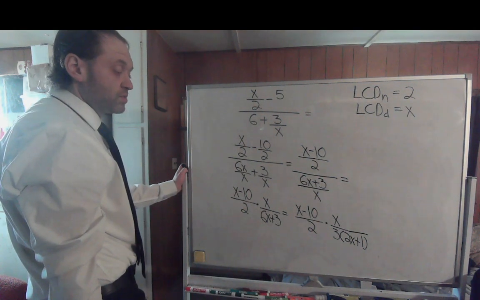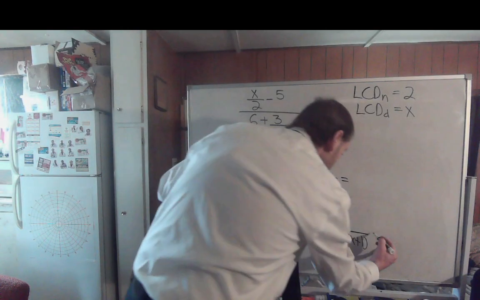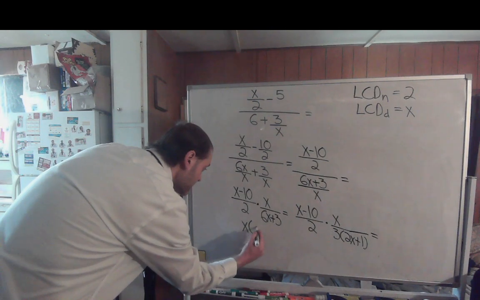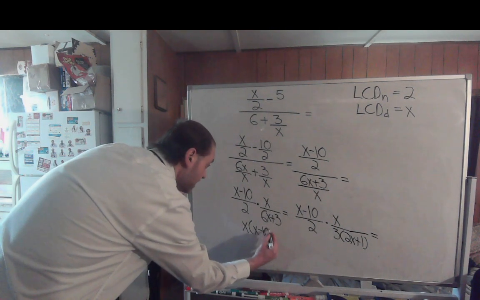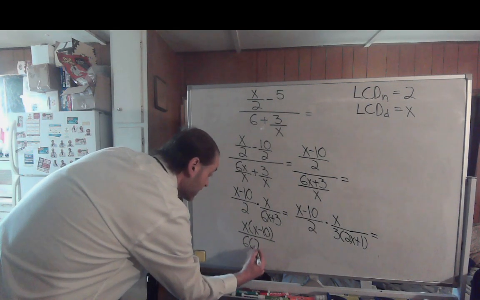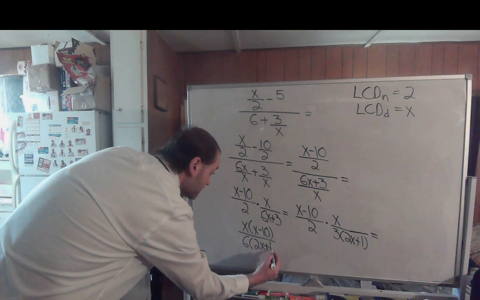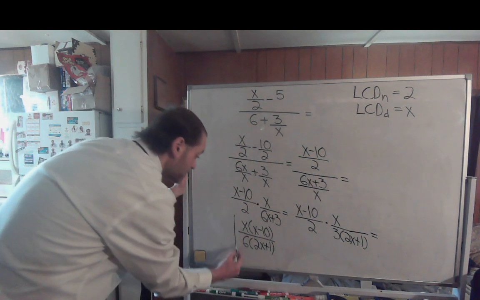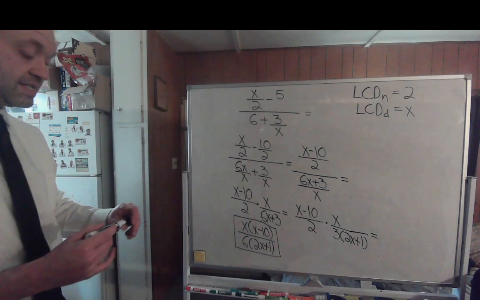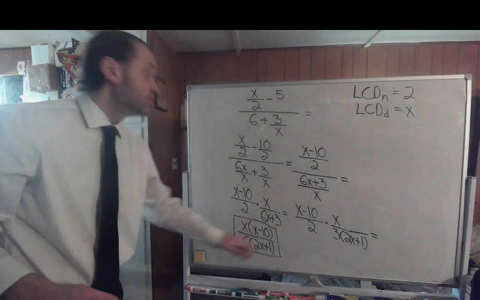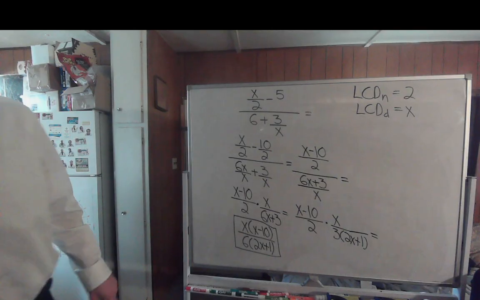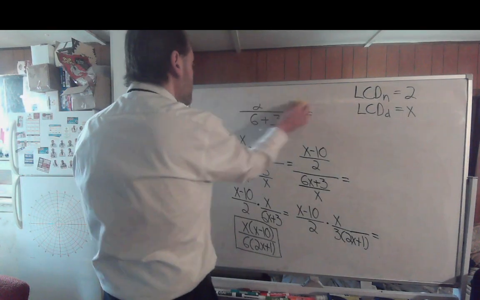And nothing else is going to cancel out between numerator and denominator. So the best we can get is x times x minus 10 all over 6 times 2x plus 1. Nothing else is going to cancel out, so that's the best we have. You end up with x times x minus 10 all over 6 times 2x plus 1. I got 8 more examples here.